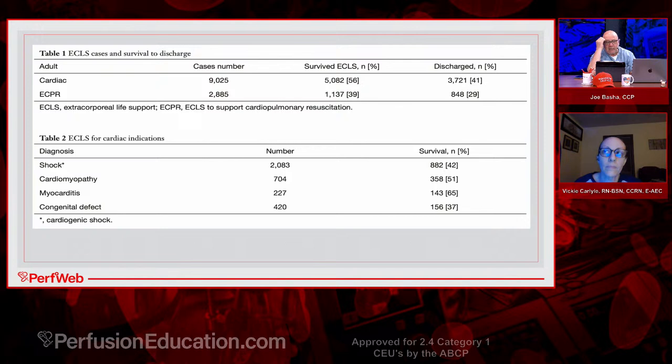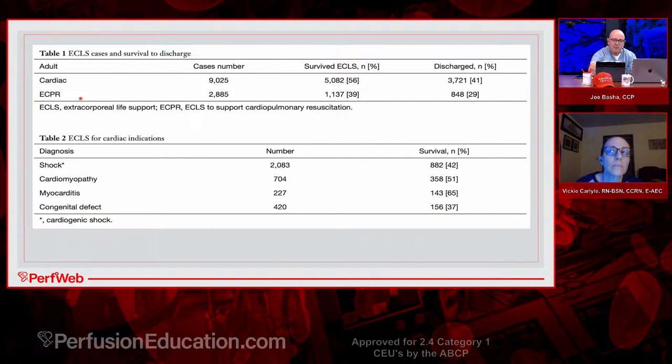And what they did was they took adult cardiac cases. There was a total of 9,025 that they reviewed. Of that, 56% survived ECLS, but discharged home was 41%. Now, the number that really matters to me is this 41%. Okay, fine, we got them weaned off ECMO, but they died anyway. So really, this number is very consistent with what we know and understand today as being the predicted survival for VA ECMO, generally quoted as 40%, 60% mortality.